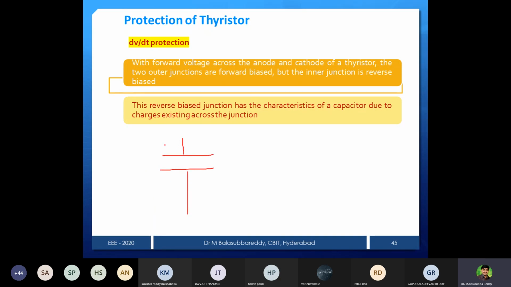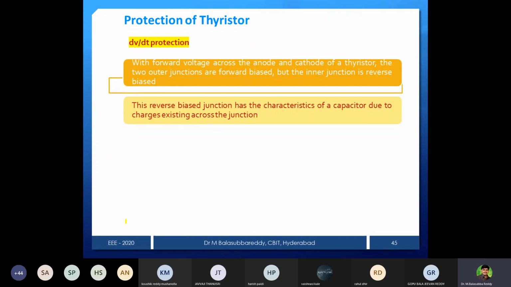All the other junctions on the outer side are already on. Here junction J1 will be on. This side J3 is on. In between, what will happen? The J2 junction is there, and it is reverse biased. That will be acting as a capacitance.